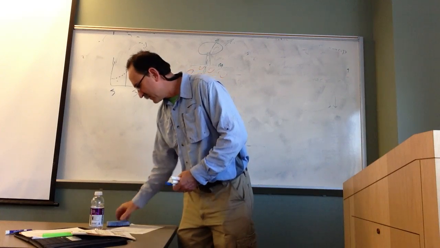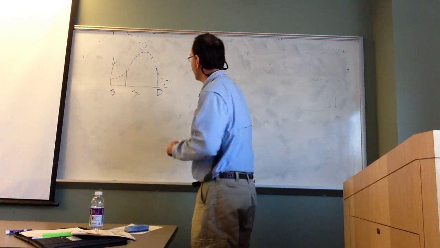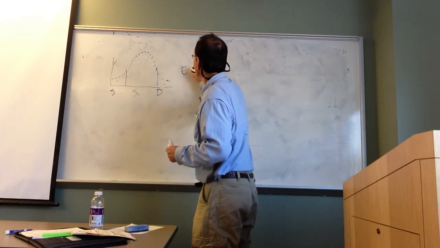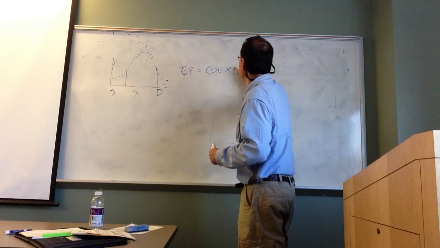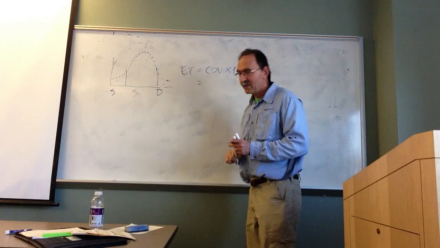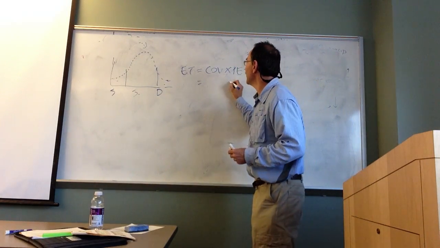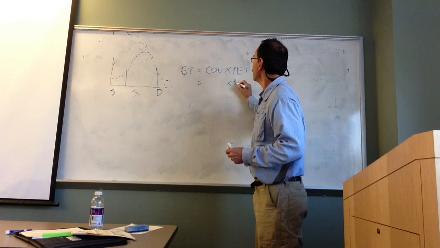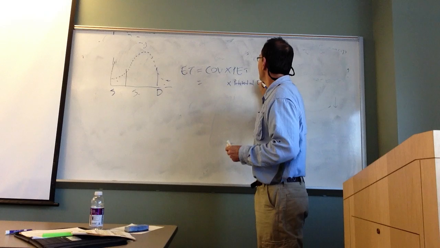Evapotranspiration is a function of two things. ET is equal to cov times PET. Your cover factor is a factor that is based on, well, let's talk about PET, potential evapotranspiration.